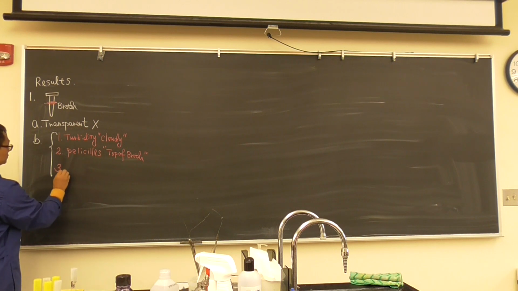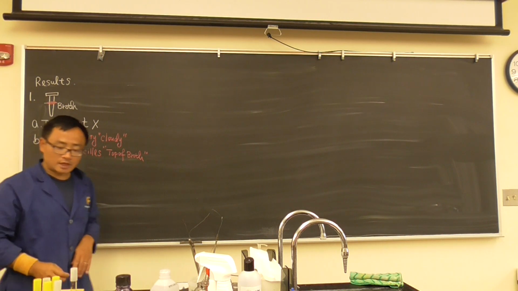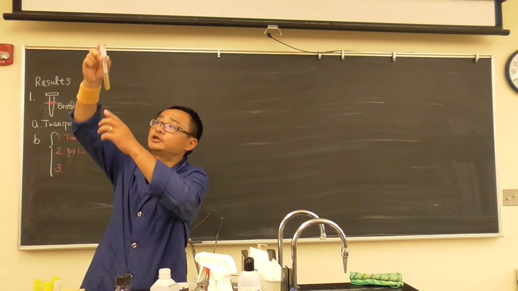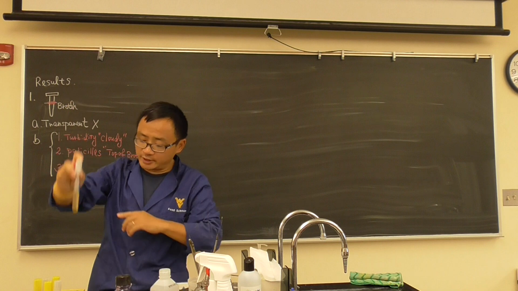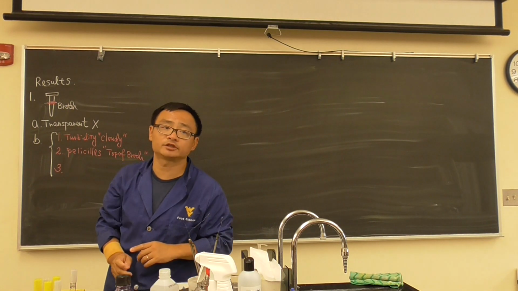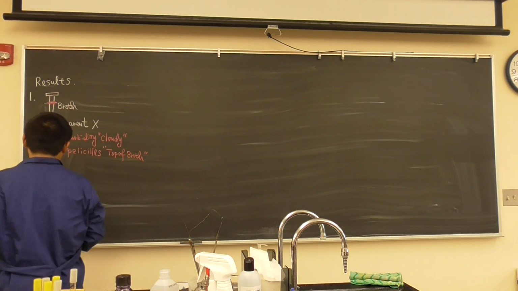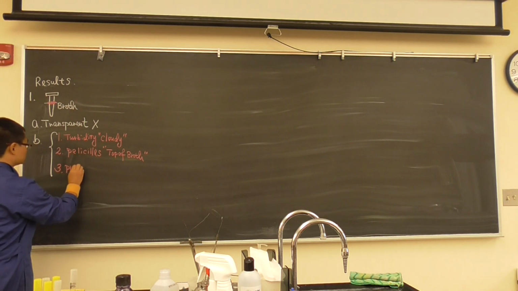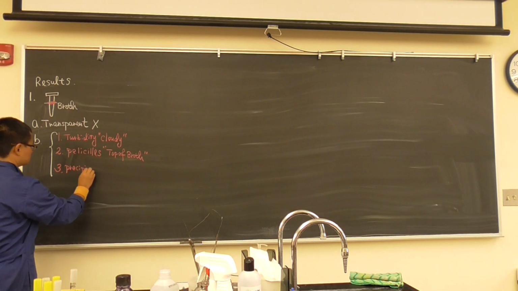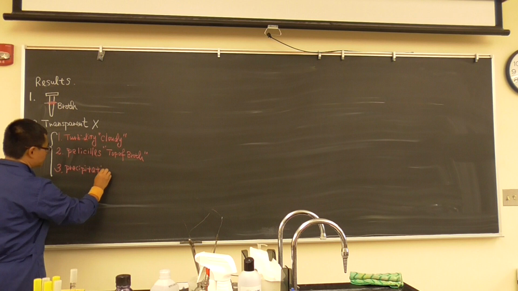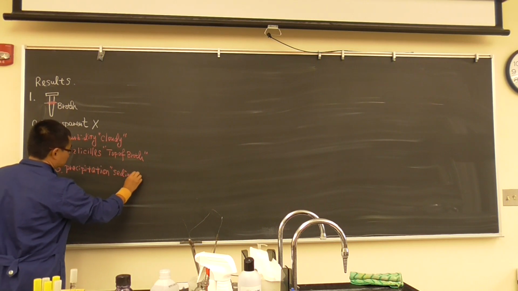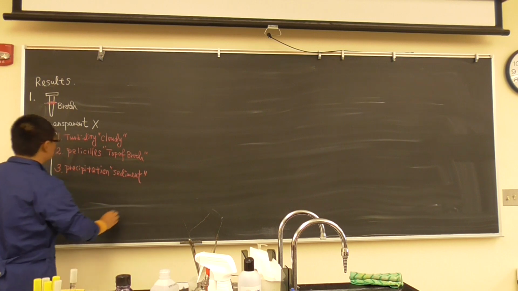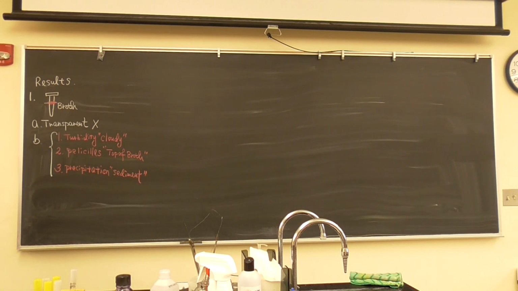Number three, sometimes you will see bacteria at the bottom. There is a big chunk of smear at the bottom. That's called precipitation, or we call it a sediment. Those are the three markers that indicate bacterial growth.